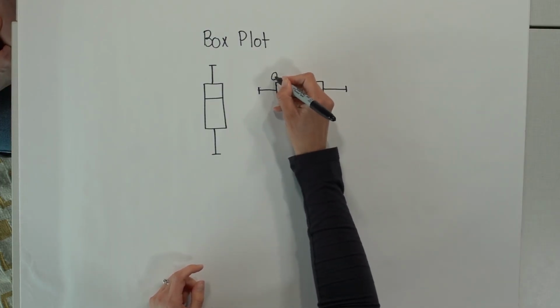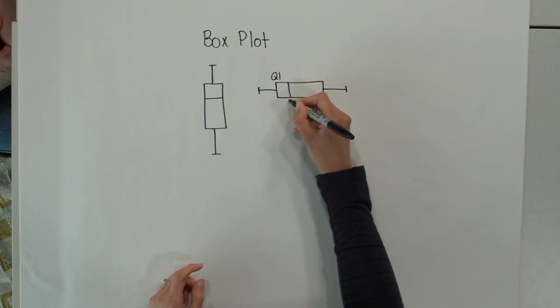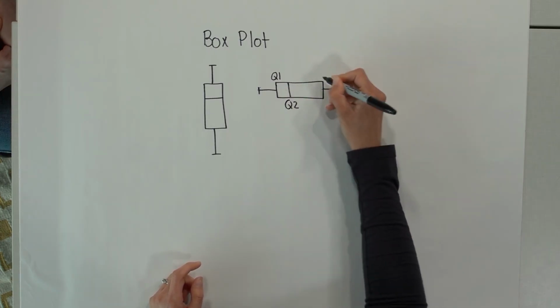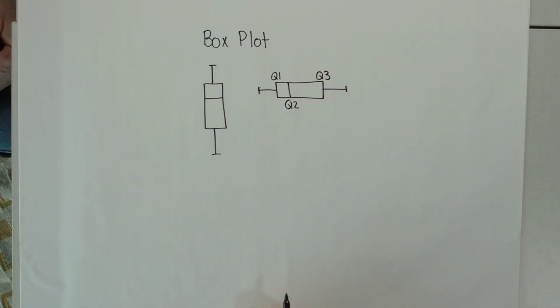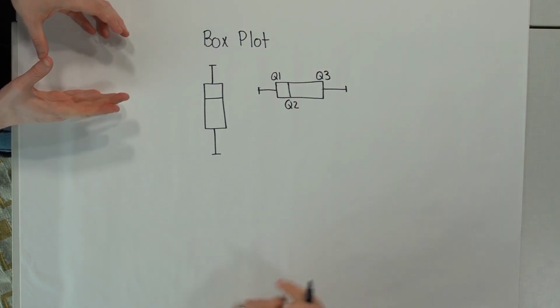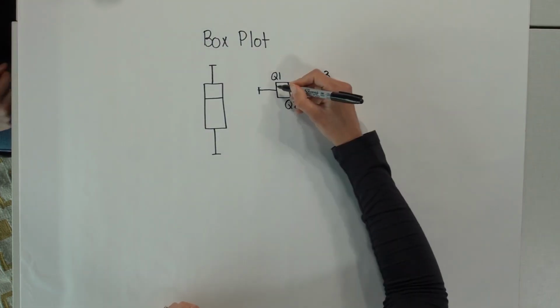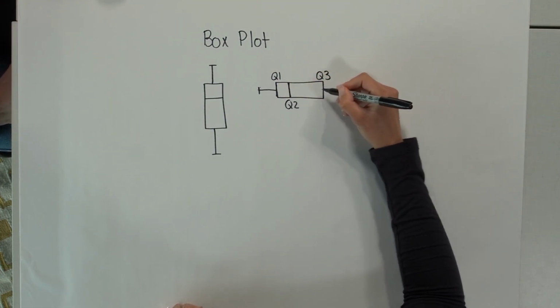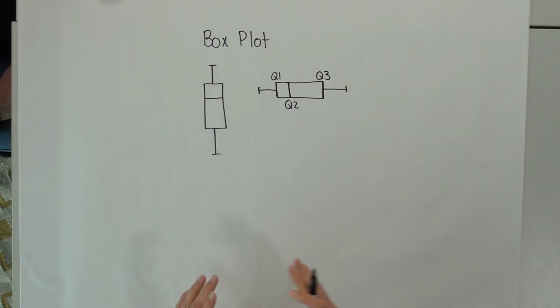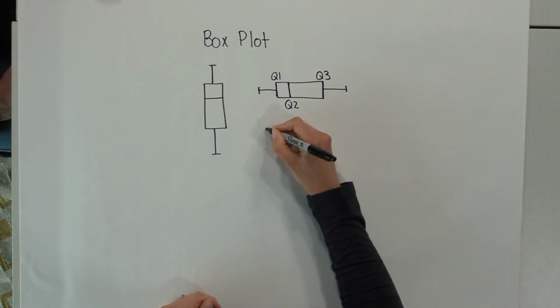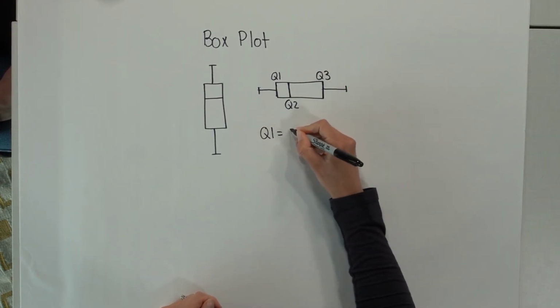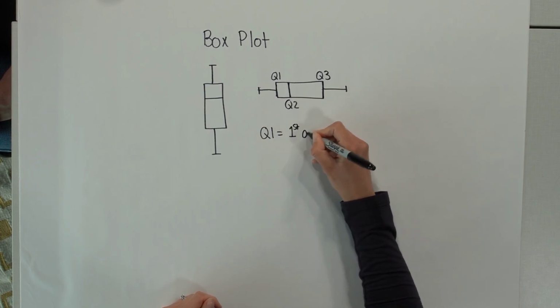So this first line is going to be something called Q1. The second line is going to be something called Q2. And the third line is going to be something called Q3. And by the lines, you mean the edges of the box? The edges of the box, exactly. So like this is Q1, this is Q2, this is Q3. And the Q stands for quartile. So Q1 is known as the first quartile.